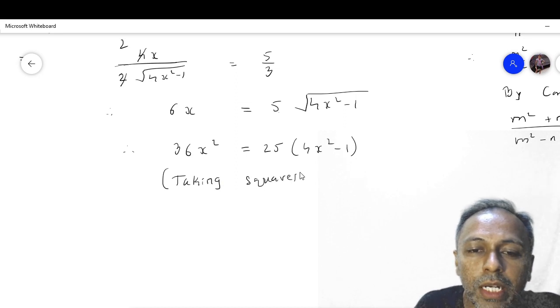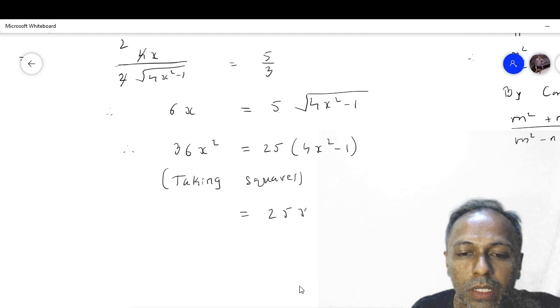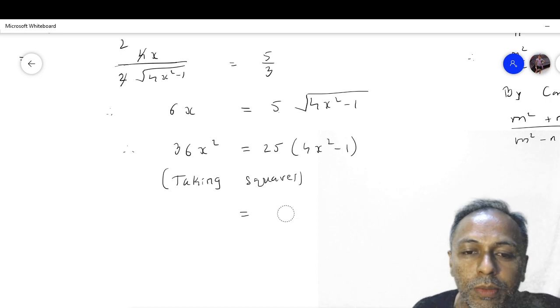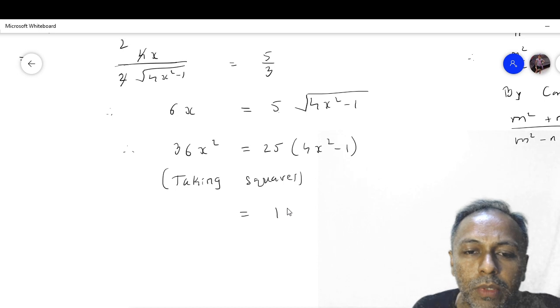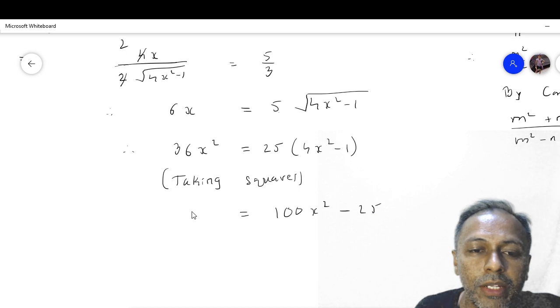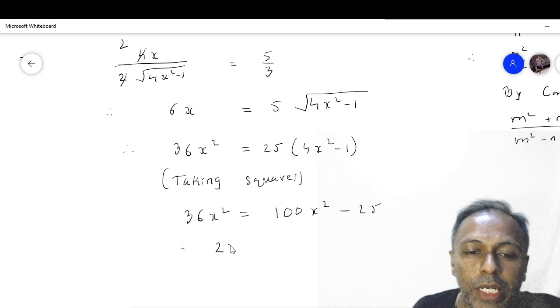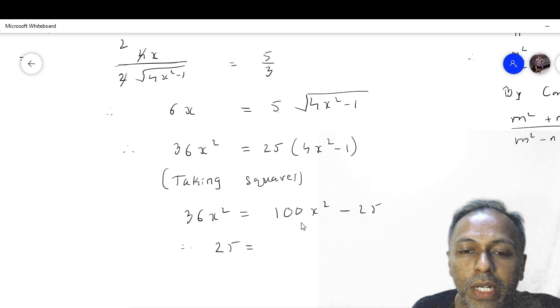Let's open the bracket of the right hand side. So this will become equal to 25 into 4 will become how much? 100x square. So this will become 100x square minus 25, and here you still have 36x square. Therefore 25 is equal to 100x square minus 36x square.